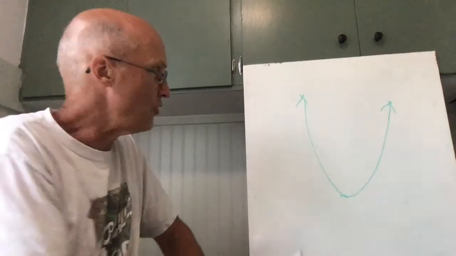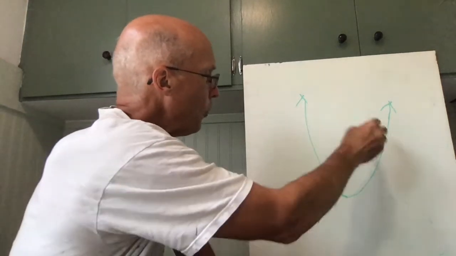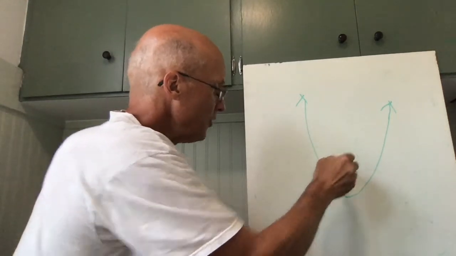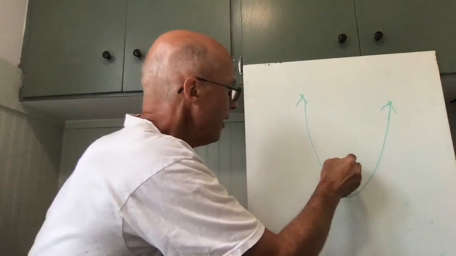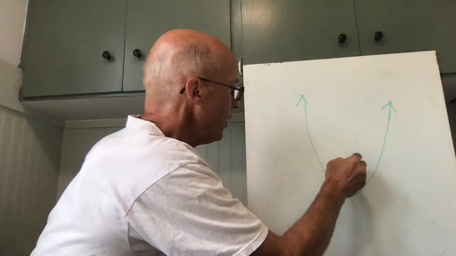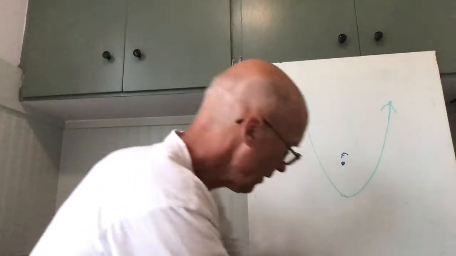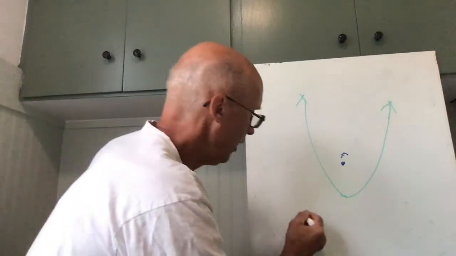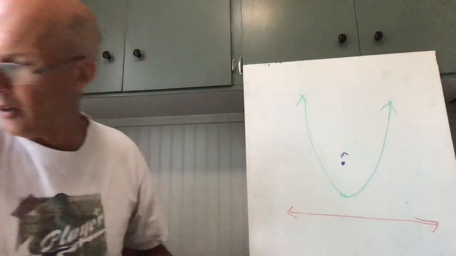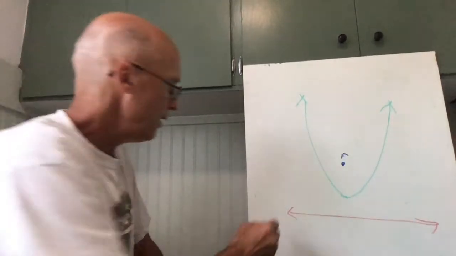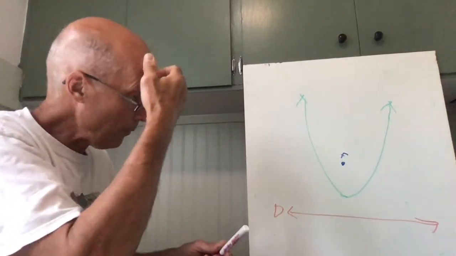The geometric definition says a parabola is all the points that are equidistant from a point F called the focus and a line D called the directrix.